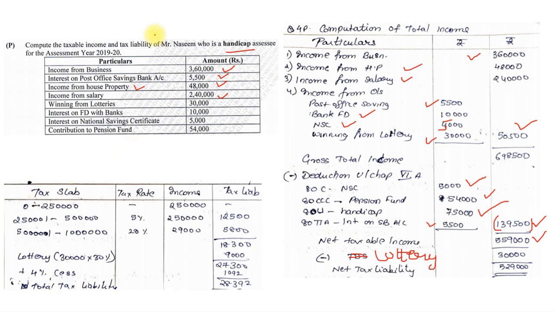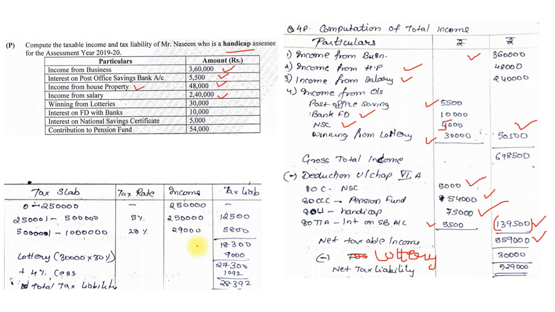Tax slab, now since nothing is mentioned, we assume we are less than 60 years. So the first 2,50,000 pay no tax. Next 2,50,000 pay 5%, so we take that as 5%. So 2 lakh 50 into 5%, 12,500. So 2.5 plus 2.5, 5 lakhs is done. So remaining 29,000 come in the third slab of 20%, which comes to 5,800. We add up, we get it as 18,300.